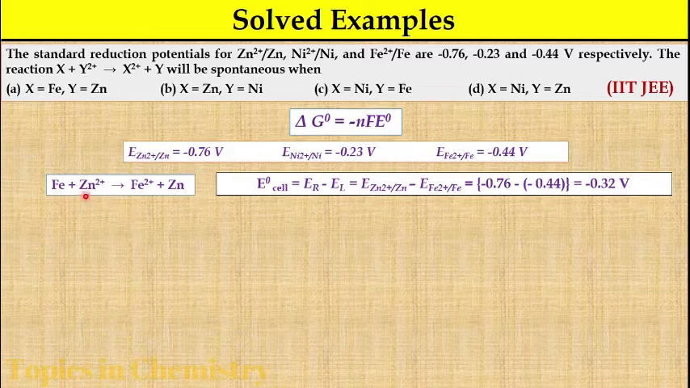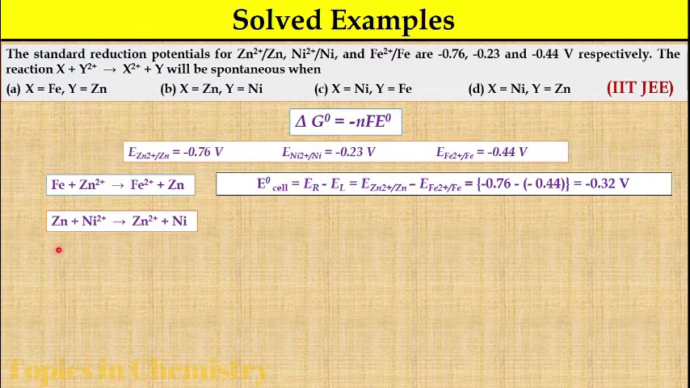Here Zn2 plus is reduced, that means that is the right hand electrode. Therefore E0 cell is equal to ER minus EL, where ER is the right hand electrode, where the reduction takes place. So the value of E Zn2 plus/Zn minus the left hand electrode, that is E Fe2 plus/Fe, where Fe oxidizes. Zn2 plus/Zn is given, that is equal to minus 0.76 minus of minus 0.44 volt. That is equal to minus 0.32 volt. So the E0 cell for that reaction is not positive, so it is not spontaneous.